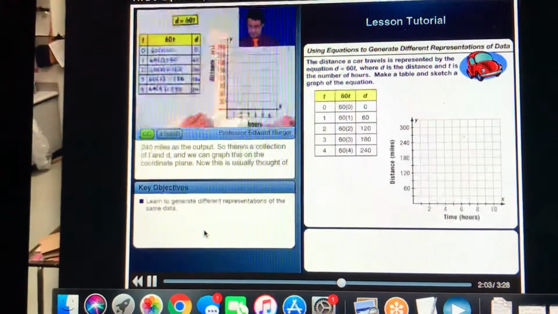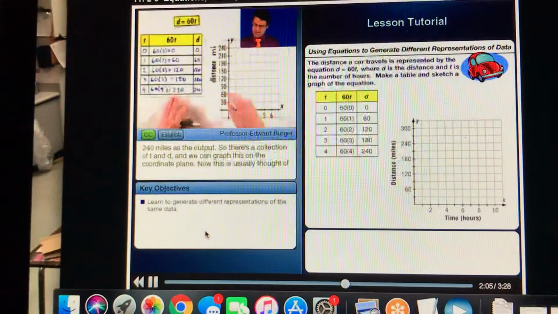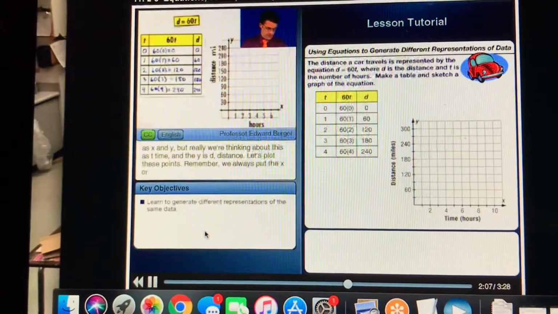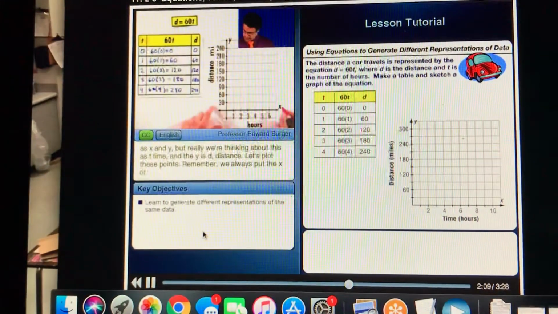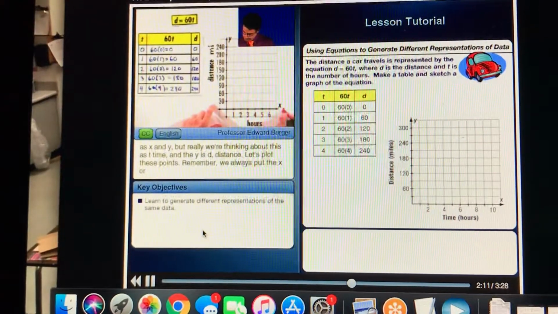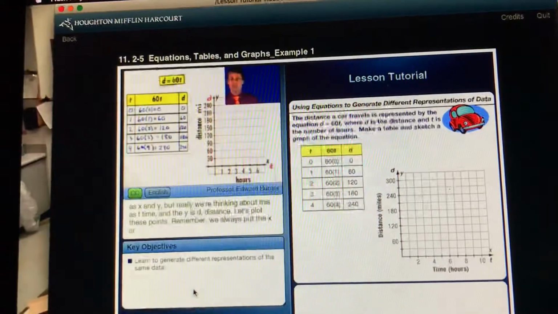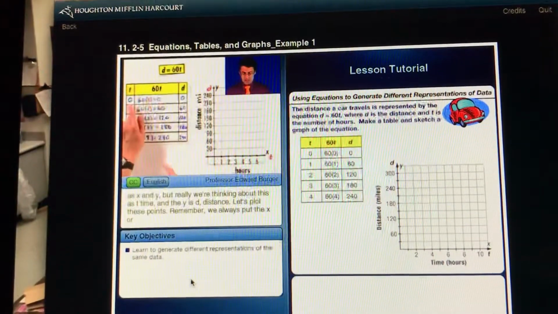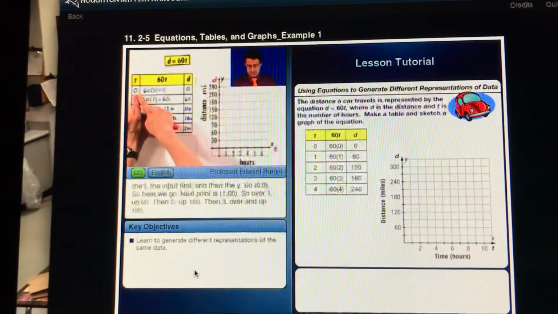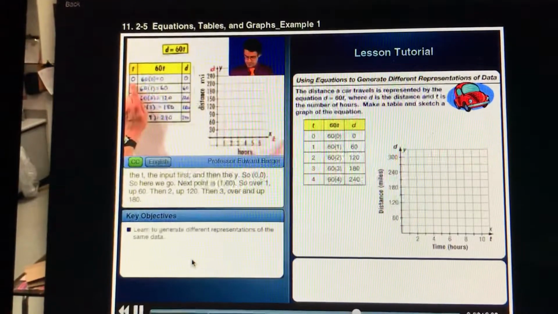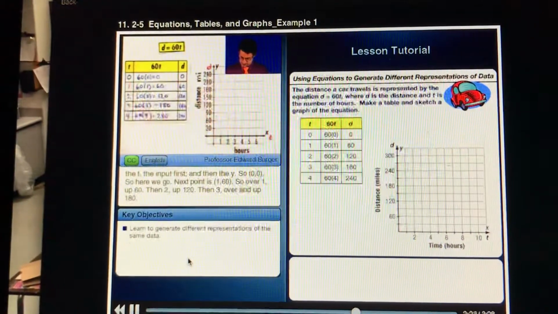and we can graph this on the coordinate plane. Now, this is usually thought of as x and y, but here I'm also just going to note that really we're thinking about this as t, time, and the y is d, distance. Okay, let's plot these points. Remember, we always put the x or the t, the input first, and then the y. So 0, 0. Here we go.